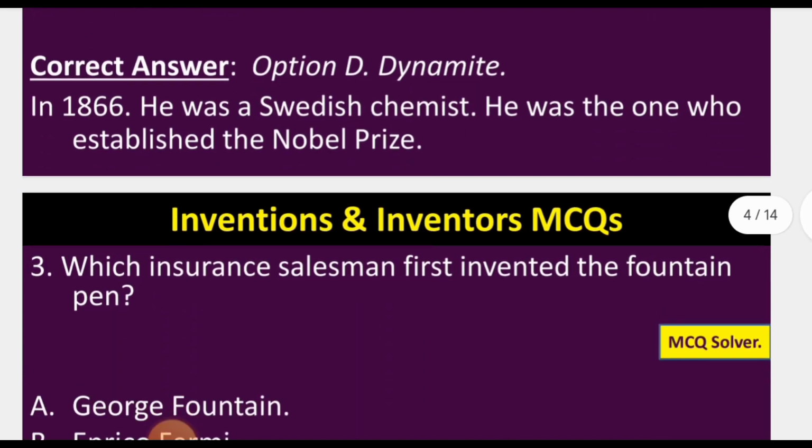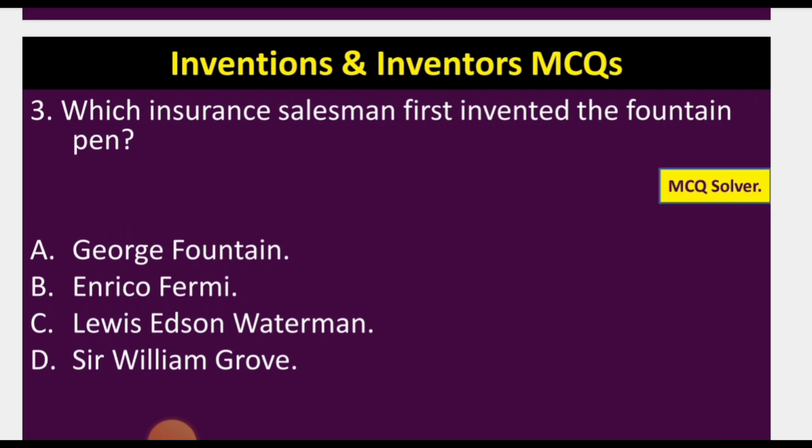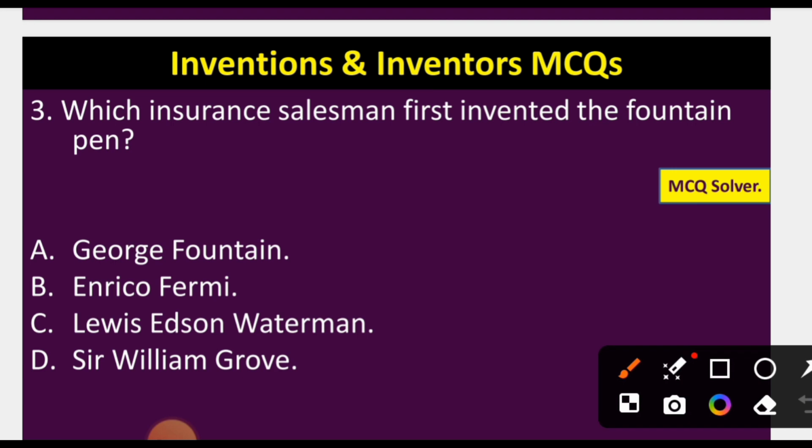Now let's move to question number 3. Which insurance salesman first invented the fountain pen? This question was asked in most of the exams like SSC CGL, CHSL, MTS, also in railway ALP and NTPC exams. The correct option is option C, that is Louis Edison Waterman. So he was the person who first invented the fountain pen.